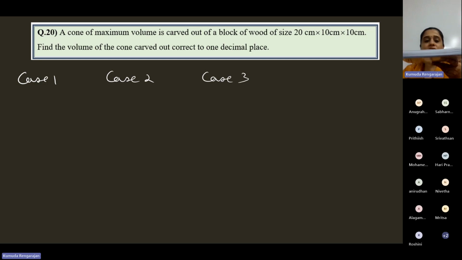So now we are using the top and the bottom faces. The apex is here. The circle of the cone is here. What are the dimensions of the base? 20 by 10. Keep that in mind. It's a rectangle, 20 by 10.